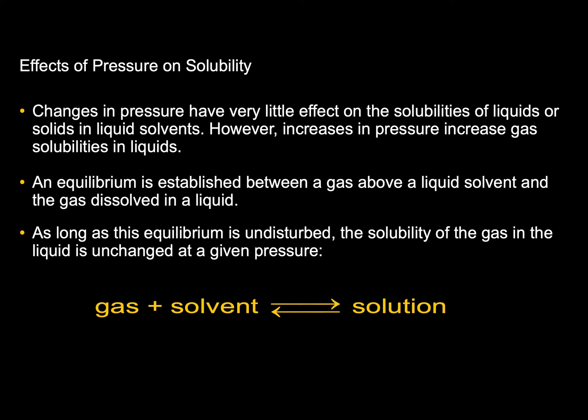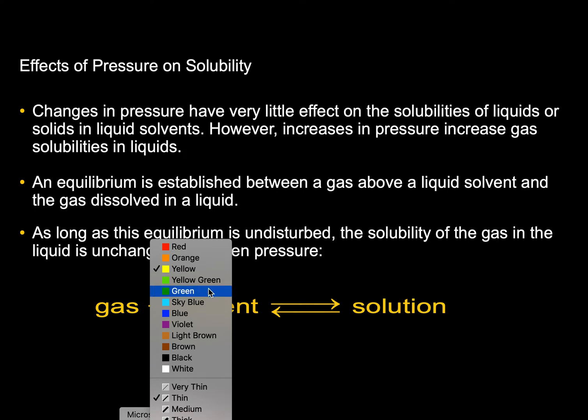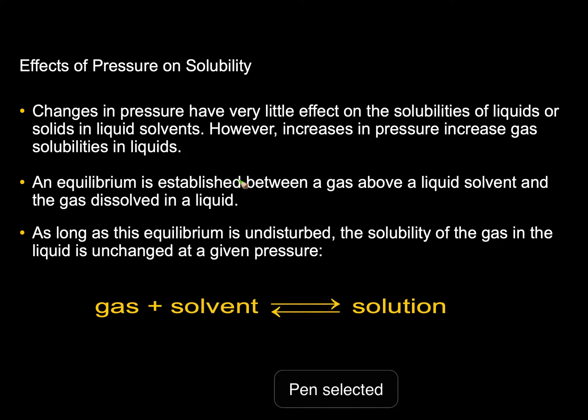Changes in pressure have very little effect on the solubilities of liquids or solids in liquid solvents. However, increases in pressure increase gas solubilities in liquids. An equilibrium is established between a gas above a liquid solvent and the gas dissolved in a liquid. So this is why we see a forward and reverse arrow here. It's the same size, right? Equilibrium.